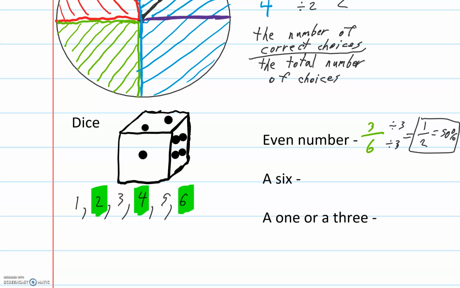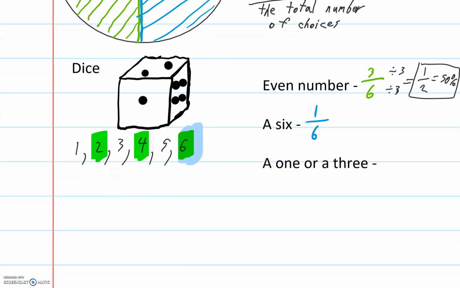Okay, what are the chances of getting a 6? Well, there's just one 6 in here, so there's only a 1 in 6 chance of getting a 6. What about a 1 or a 3? Well, let's take a look here. It's just got 2 out of 6, which means if we simplify it, we can do that by dividing by 2. Dividing by 2, it equals 1 out of 3.